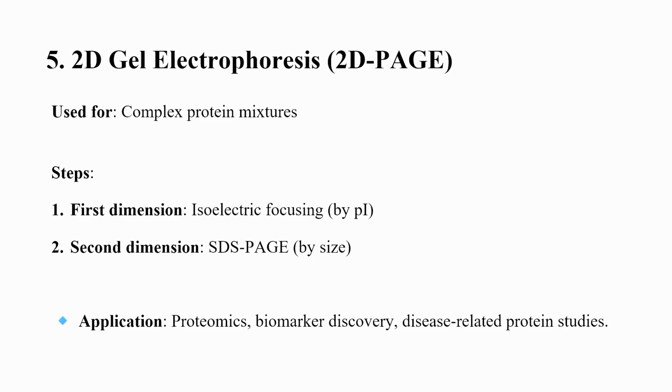2D electrophoresis, that is two-dimensional gel electrophoresis, is also called 2D PAGE. It is used for complex protein mixtures. So the steps are that in the first dimension, there is separation by isoelectric focusing, that is separation on the basis of isoelectric point, and then the second dimension takes place, that is separation by SDS-PAGE, which separates the particles based on their size. So the application is proteomics, biomarker discovery, and disease-related protein studies.